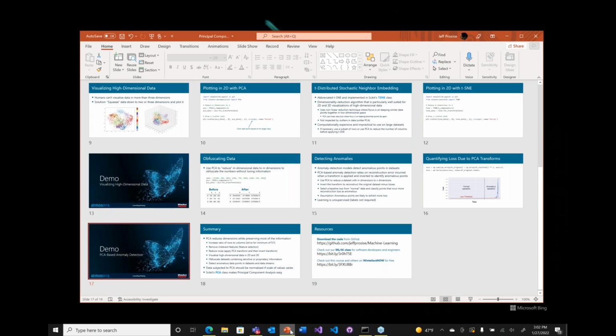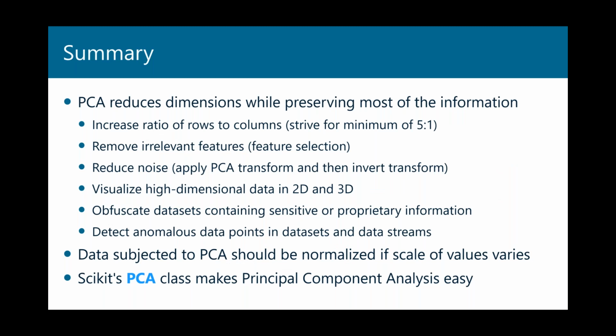Now, before I take questions, let me just go back to a couple of slides to close this out. Just a quick summary of what we've talked about. PCA is a very important technique for reducing the dimensionality of data. And we've talked about all the different reasons that you might want to reduce the number of dimensions. For example, to increase the ratio of rows to columns, to do noise reduction, noise filtering, to reduce the number of dimensions down to 2 or 3 so that you can plot the data and get some visual, human sense of what the data looks like.